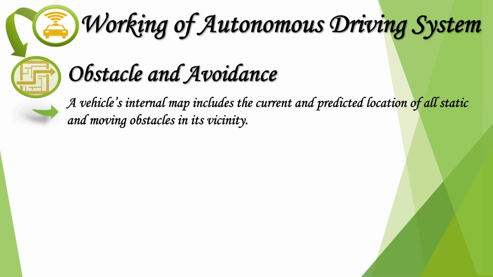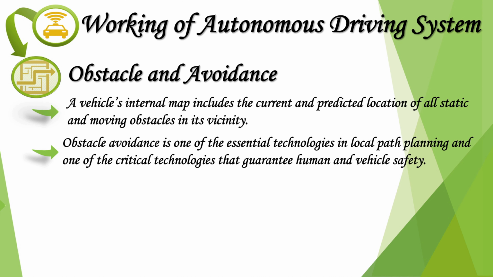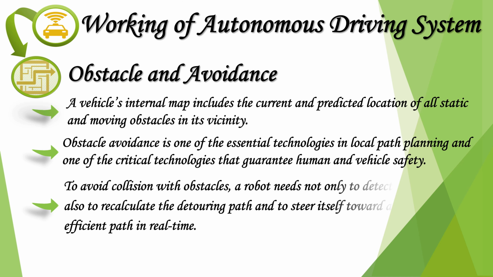Obstacle and avoidance. A vehicle's internal map includes the current and predicted location of all static and moving obstacles in its vicinity. Obstacle avoidance is one of the essential technologies in local path planning and one of the critical technologies that guarantee human and vehicle safety. To avoid collision with obstacles, a robot needs not only to detect obstacles but also to recalculate the detouring path and to steer itself toward a safe and efficient path in real time.